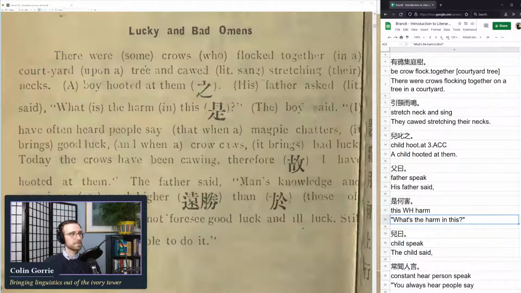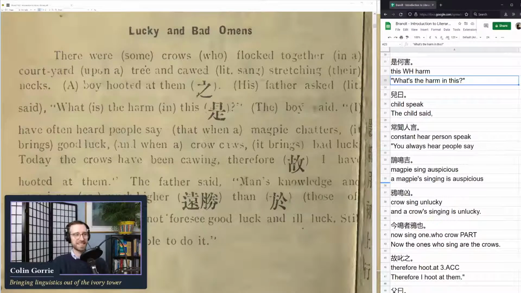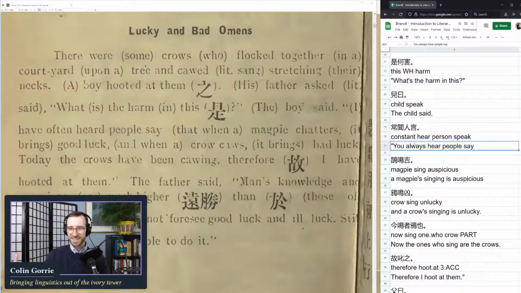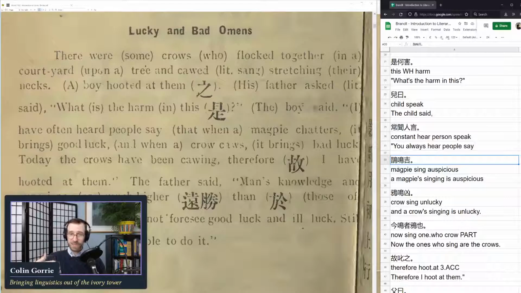The boy said, I have often heard people say that when a magpie chatters, it brings good luck, and when a crow caws, it brings bad luck. Okay, and I gave it this sort of worldly wisdom of the child here. You always hear people say, a magpie's singing is auspicious and a crow's singing is unlucky. So I think it's slightly interesting here, the difference in the translation, because I've often heard people say that when a magpie chatters, so we have this sort of subordinate clause, when a magpie chatters in the translation, it brings good luck. But literally, the classical Chinese we have here is magpie sing, auspicious, crow sing, unlucky. So we have latitude in how we're going to translate this into English.